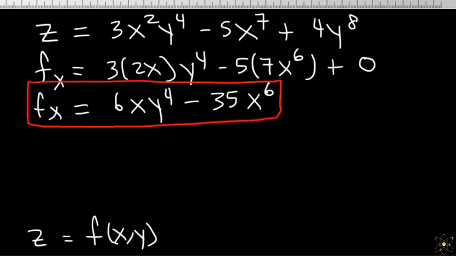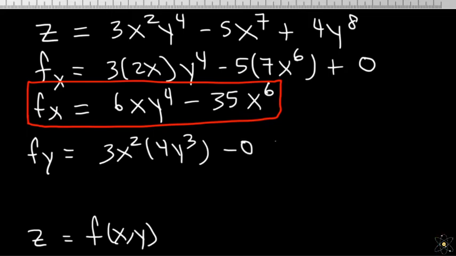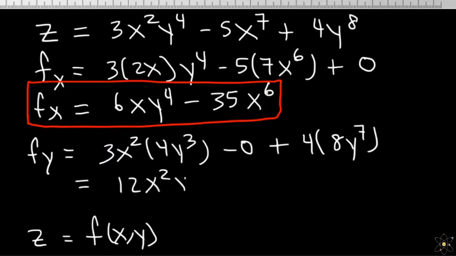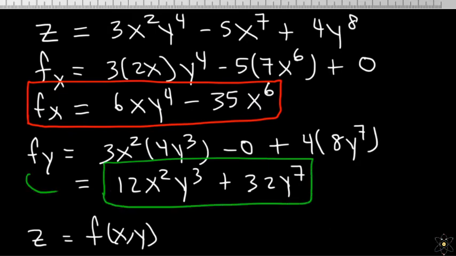Now let's find it with respect to y. So let's treat x as a constant. So the derivative of y to the fourth is 4y cubed. 5x to the seventh is a constant, so that's going to become 0. And the derivative of y to the 8 is 8y to the seventh. 3 times 4 is 12. And 4 times 8 is 32. So this is the answer. That's the partial derivative with respect to y.